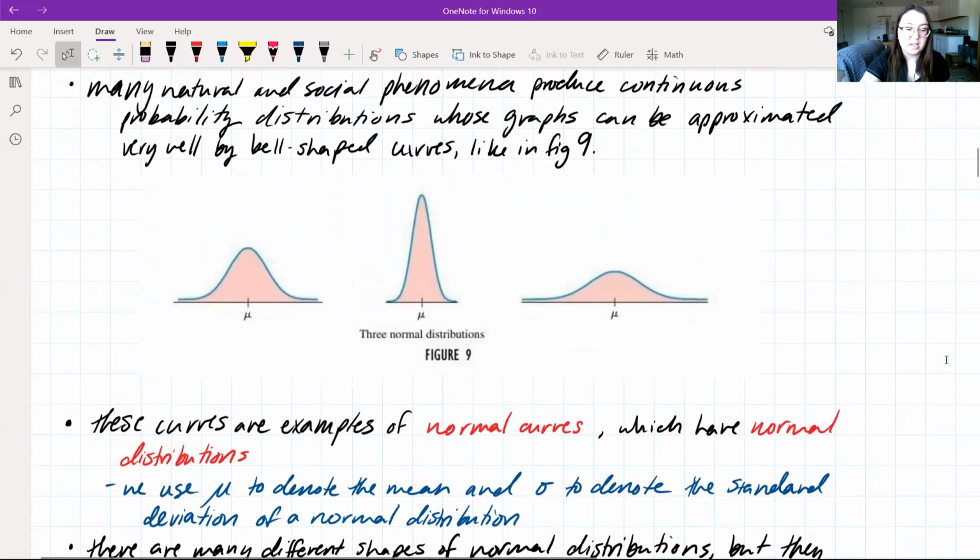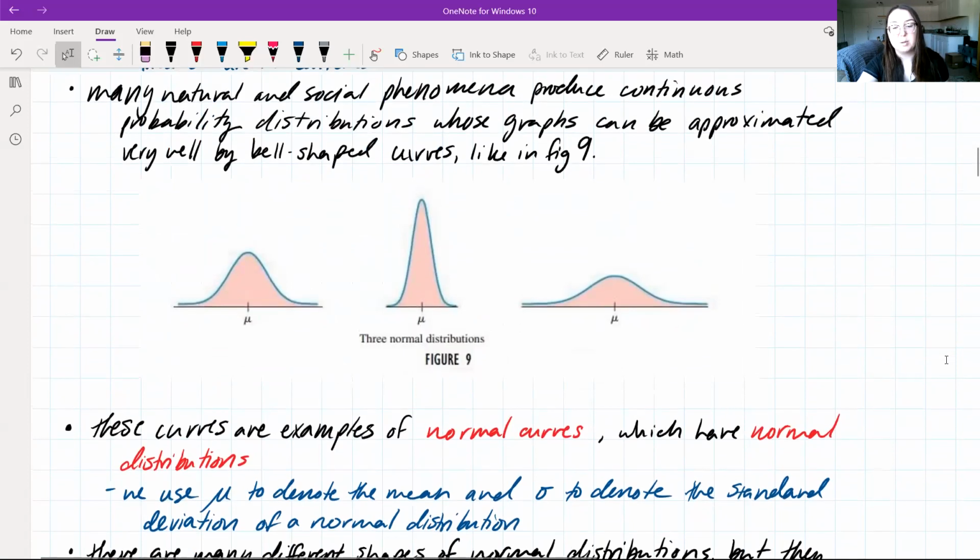Then we see that many natural and social phenomena produce continuous probability distributions whose graphs can be approximated very well by bell-shaped curves like in figure 9. So we're looking at figure 9 here. We see there are 3 different graphs, but they are all normal distributions. They all have their peak value there in the very center, even though they have different shapes.